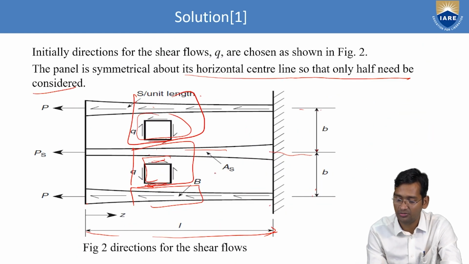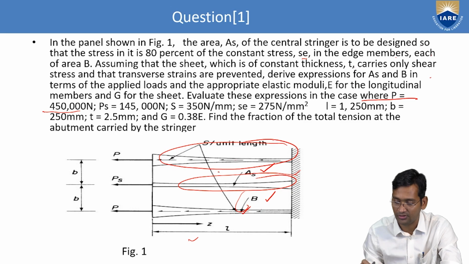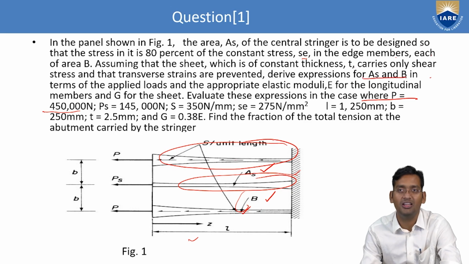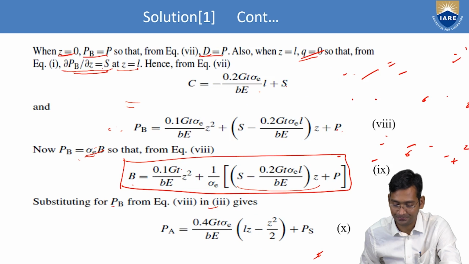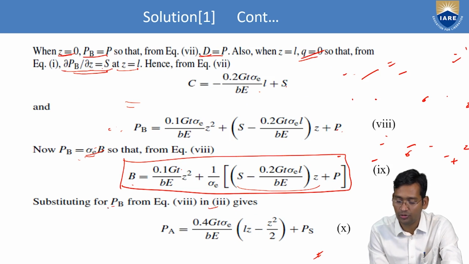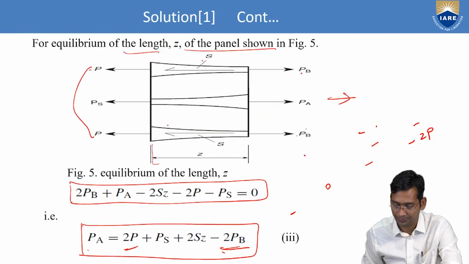Right. Once we have this one, then we can find what is required: the expression for AS and B. Similarly to how we found PV, once we have PA, then we can find AS also. So substituting the PB value from equation 8, we will get PA.